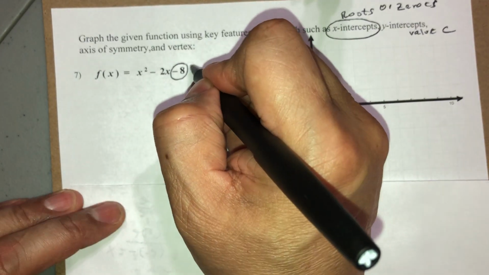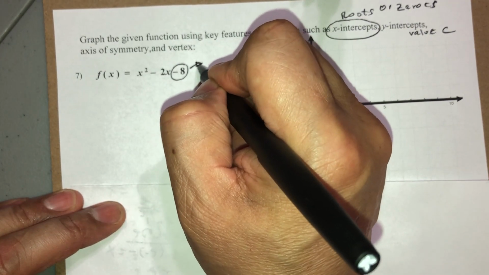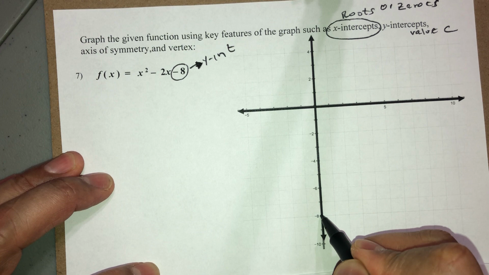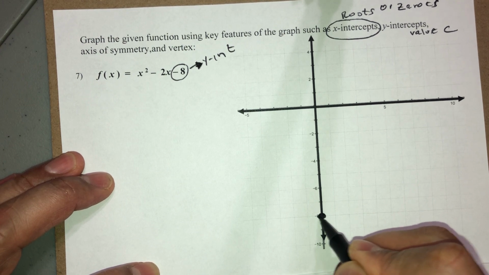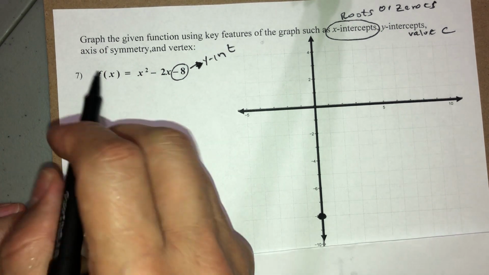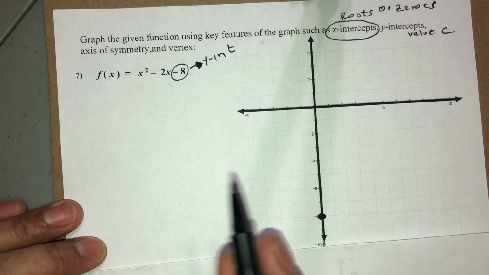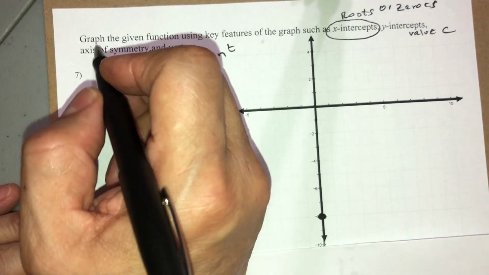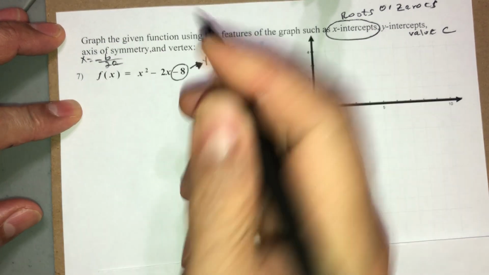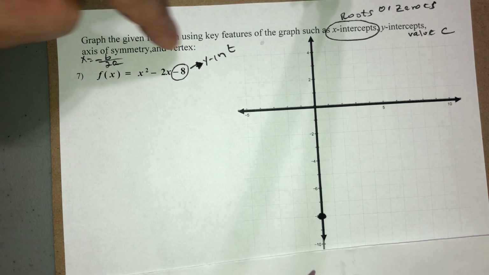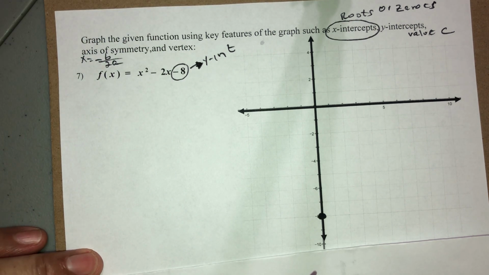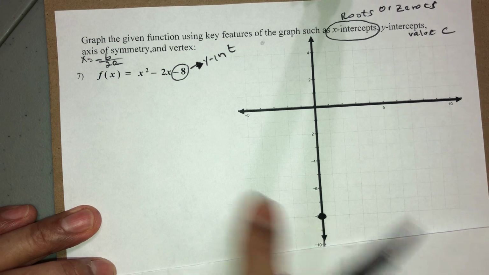So if that's my y-intercept, I know the parabola is going to go to this point right here. This is where negative 8 is. So I have 1 point already. Now, the axis of symmetry is the line that cuts the parabola in half. For that, you have to use the formula x equals negative b over 2a. And to find the vertex, you just plug the value of x into the equation to find the value of y, and that will make the vertex. So we already have 1 point, which is the y-intercept.